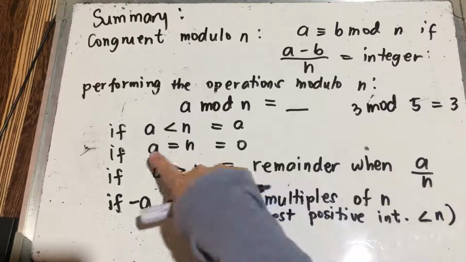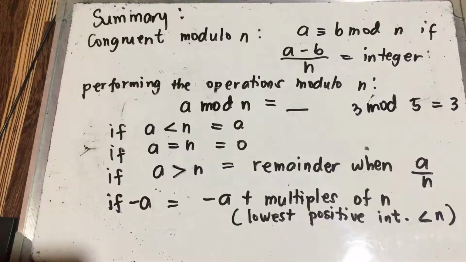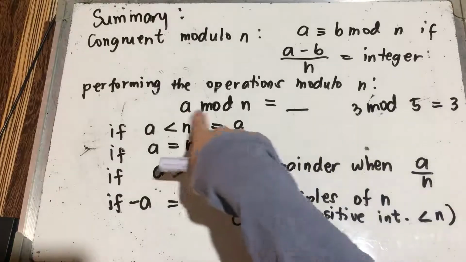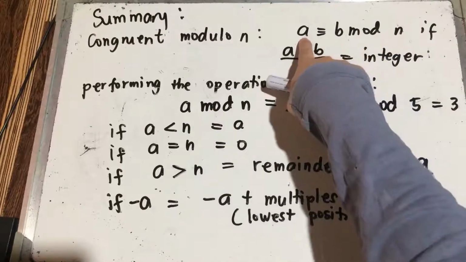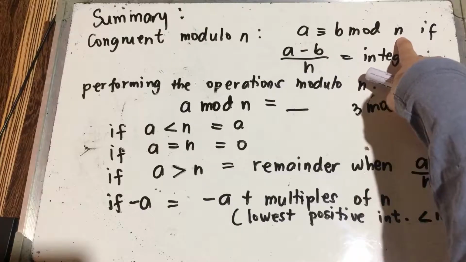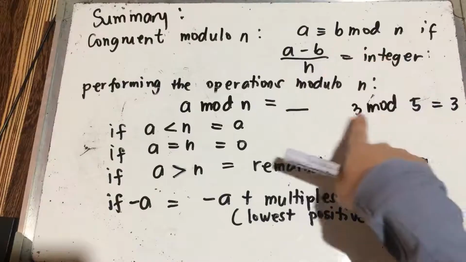Okay, next. If A is equal to n, so kapag equal ang A and n, so that is equal to 0. Kasi ang ginagawa natin dyan is, i-divide natin, di ba? Kasi parang ito yan kung ita-translate natin. Yung A ay i-divide mo by n.